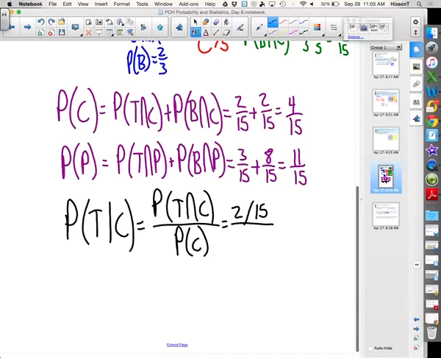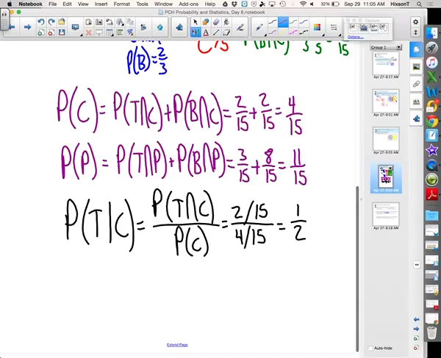The probability of getting chicken at all is 4/15. So that reduces to 1/2. Okay? If you think about it, this will make sense.